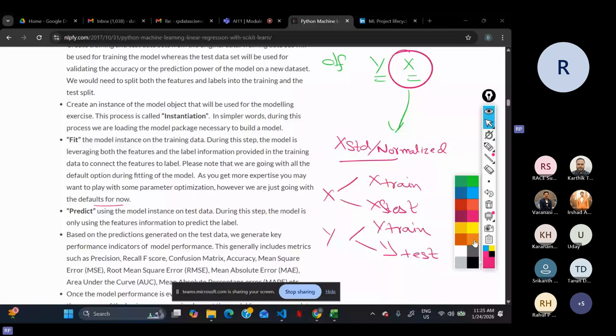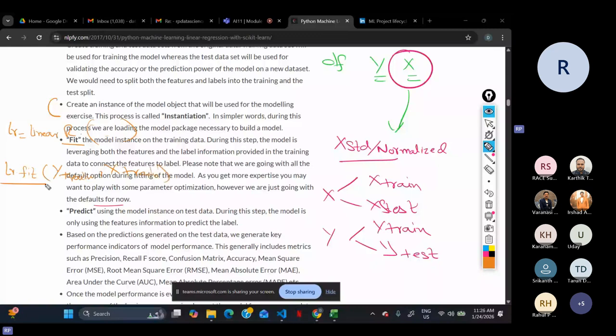You come over here and you're creating your instance. So for example, the instance will be nothing but, let's say, linear regression. You have created that object, right? Then you're going to do the fit. How are you going to do the fit? We will do the LR dot fit on X train and Y train, right?